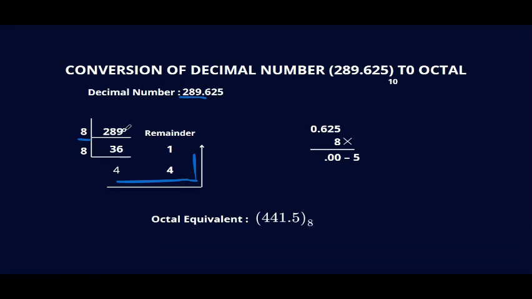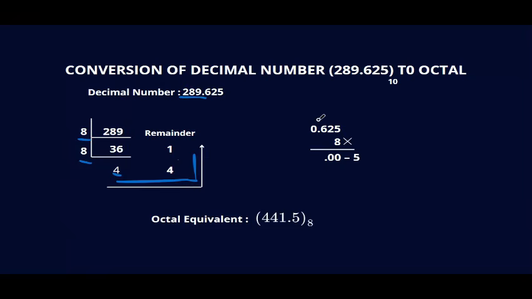So here we divide 289 by 8, and we get the quotient as 36 and the remainder as 1. We again divide this 36 by 8, and we get the quotient 4 and remainder 4. We stop the division here because this quotient obtained, 4, is less than the base 8. So we get the octal equivalent of the integer 289 as 441.